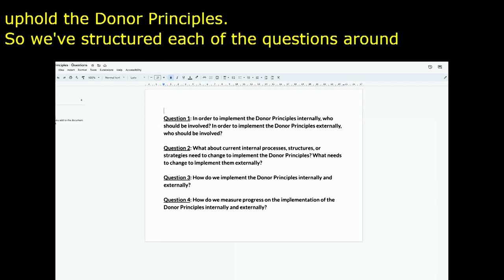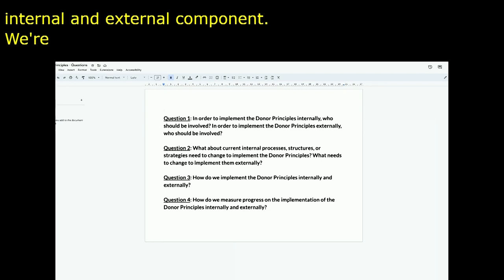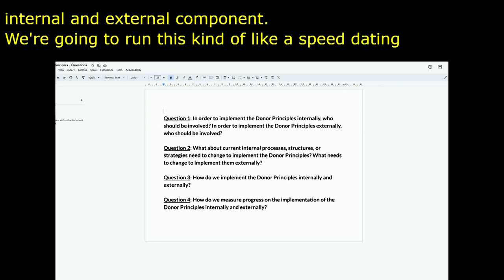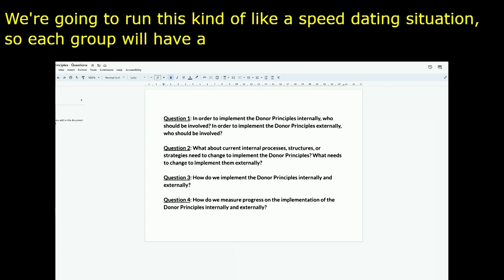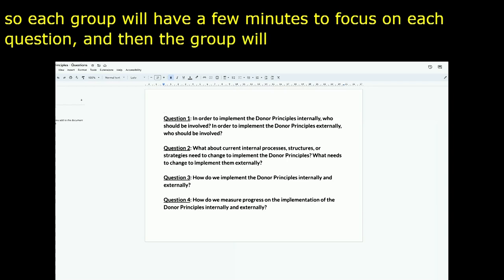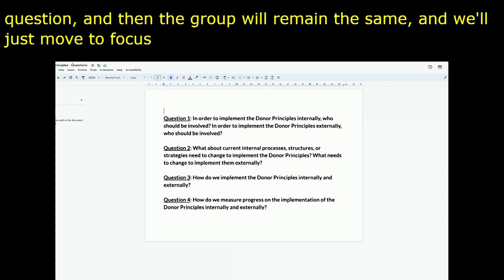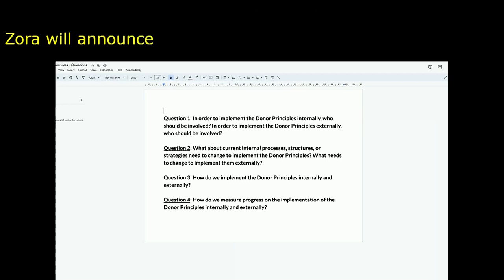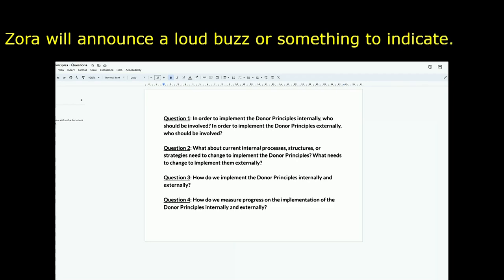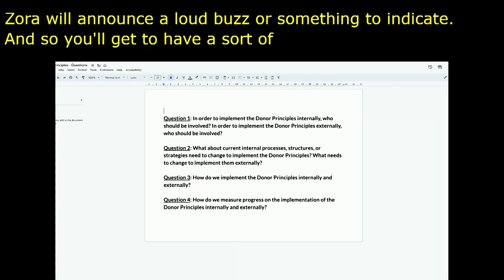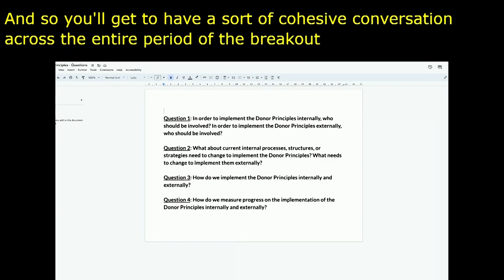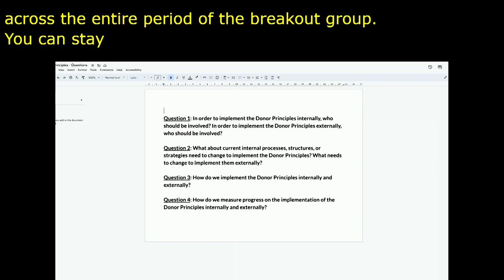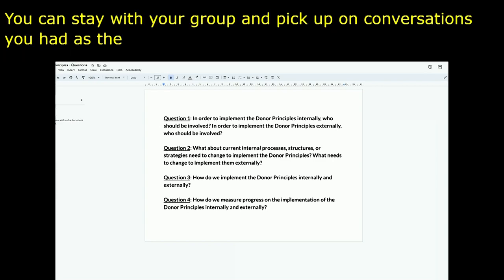We're going to run this kind of like a speed dating situation. Each group will have a few minutes to focus on each question, and then the group will remain the same, and we'll just move to focus on a different question every few minutes. Zora will announce a loud buzz or something to indicate. And so you'll get to have a cohesive conversation across the entire period of the breakout group. You can stay with your group and pick up on conversations that you had as the questions move along. And I think that is it.